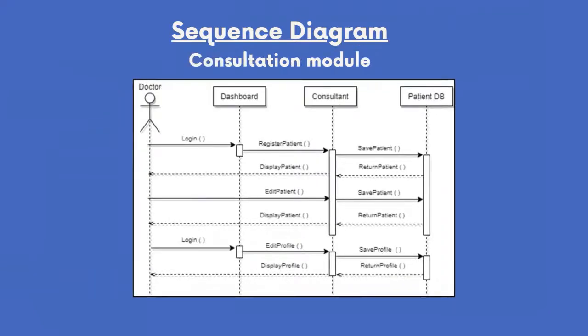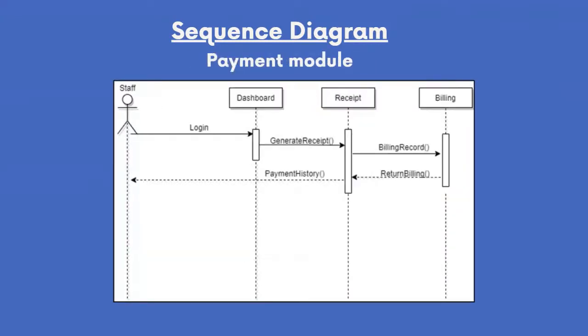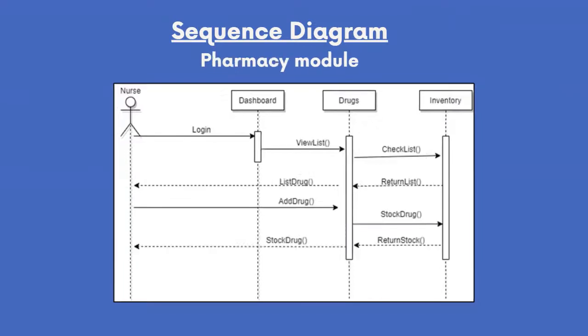So next is the sequence diagram for the consultation module. The doctor will log in and register the patient and save the patient in the patient database. So the patient will have the consultation queue. Next is the sequence diagram for the payment module. Staff will log in and the receipt will generate and the billing record will appear. So the payment will be given to the patient. Next is the pharmacy module. The nurse will log in, the nurse will view list and check, and the list of drugs will appear.